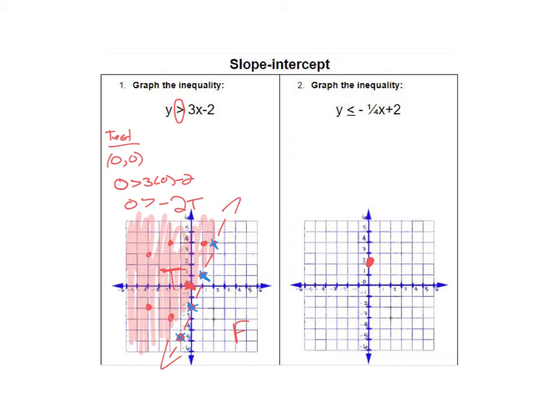Okay, looking at our next one, we start at our y-intercept of 2. Our slope is down 1 over 4, which means up 1, back 4. This one does have an equal sign, so that is going to be a solid line. Then we test our point 0, 0. That leaves us with 0 is less than or equal to 2, which is true, which makes up here false, and that leaves us with true.